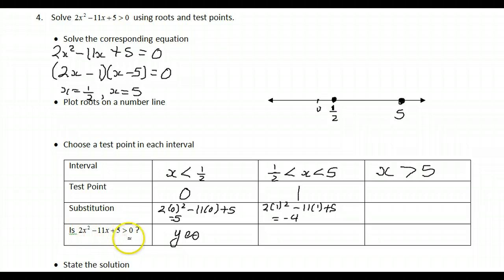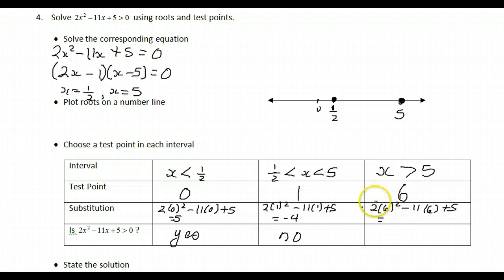Is negative 4 greater than 0? No, it is not. And we need an x value greater than 5, any number greater than 5. Well, let's pick something that squares easily. So let's say 6. So 2 times 6 squared minus 11 times 6 plus 5.